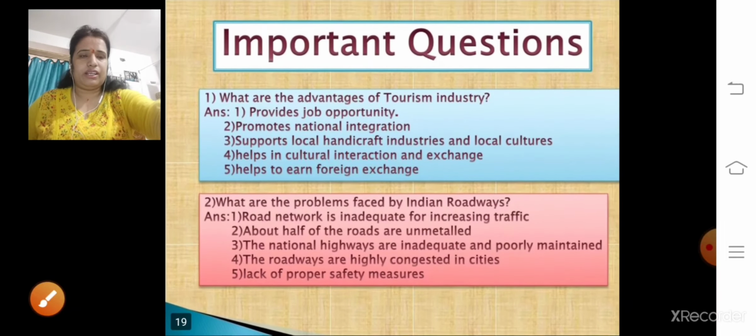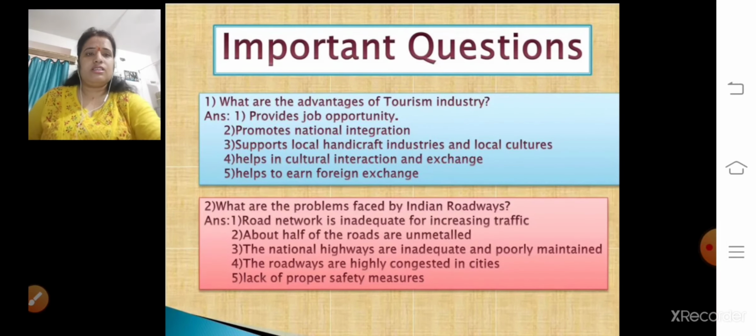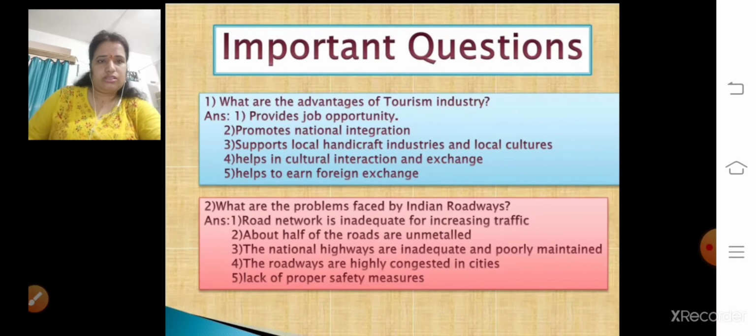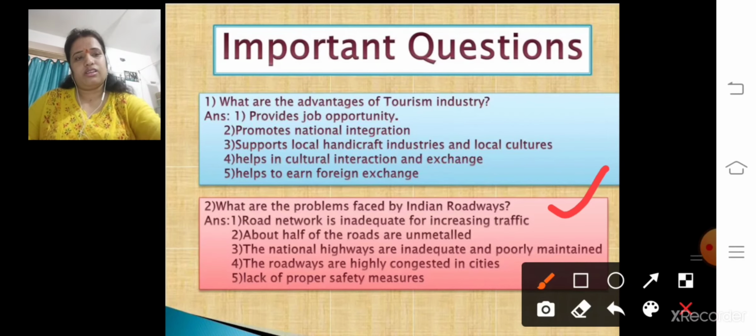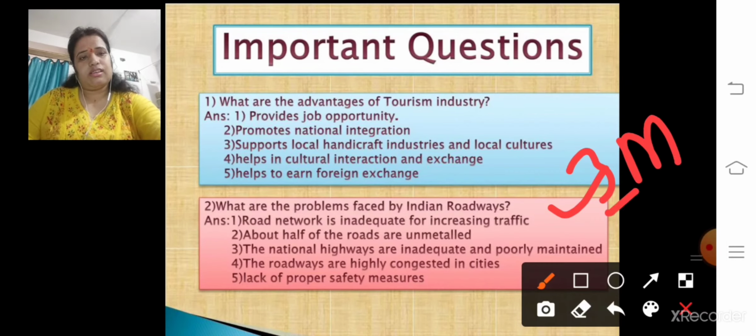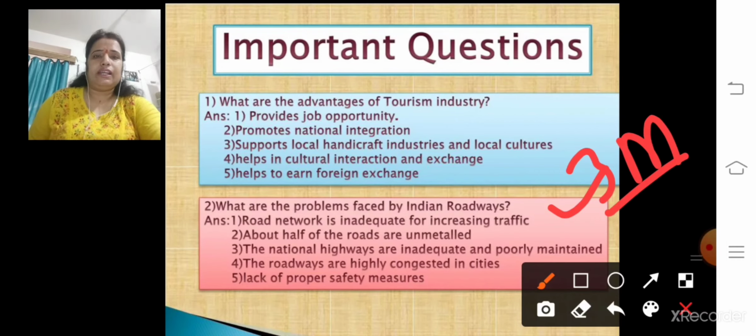See, here I am writing again important questions with answers. What are the advantages of the tourism industry? We will do that later on, under tourism as a trade. Then, what are the problems faced by Indian Railways? This is again an important question for 3 marks: the problems faced by Indian Railways.